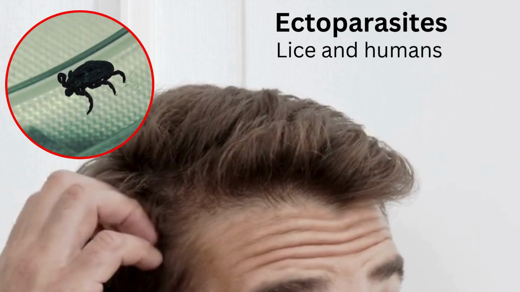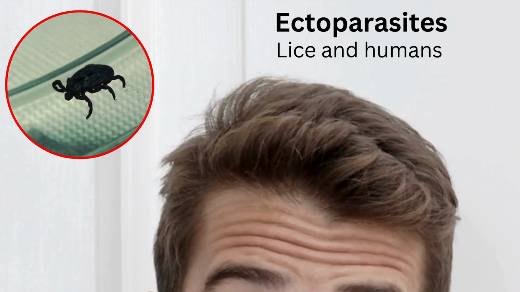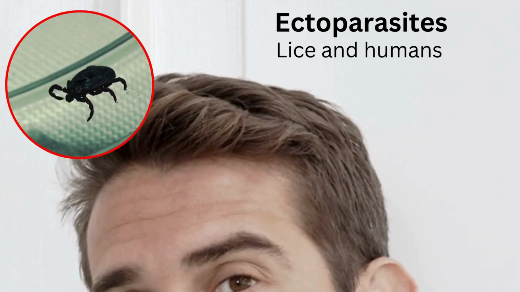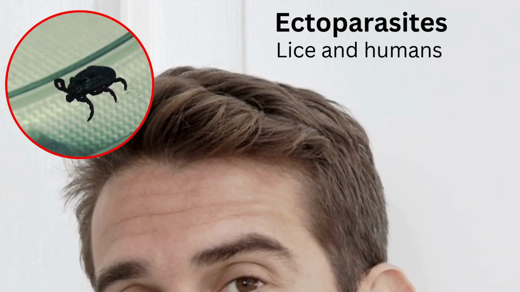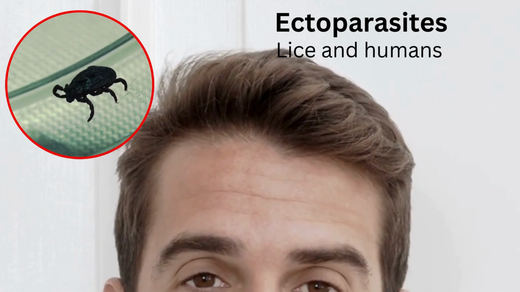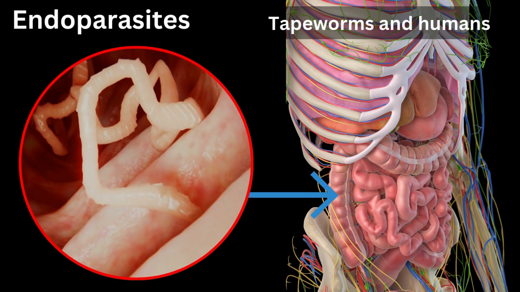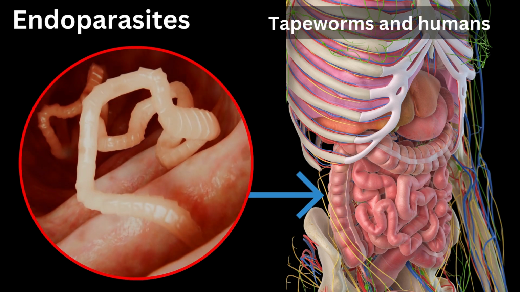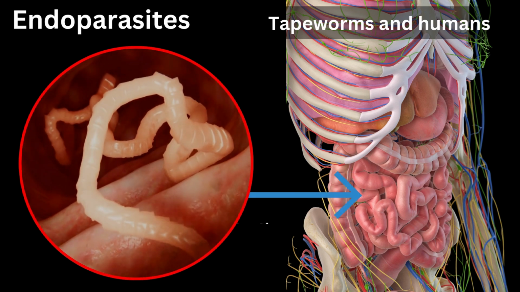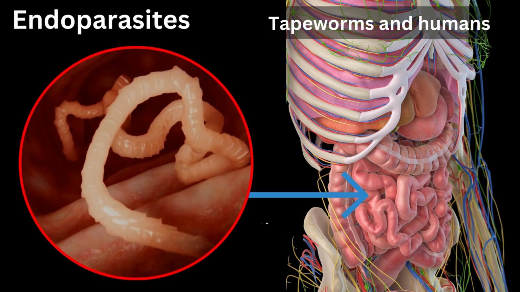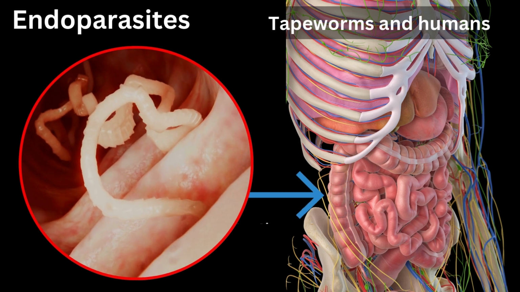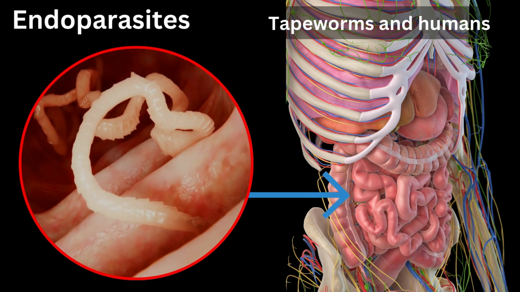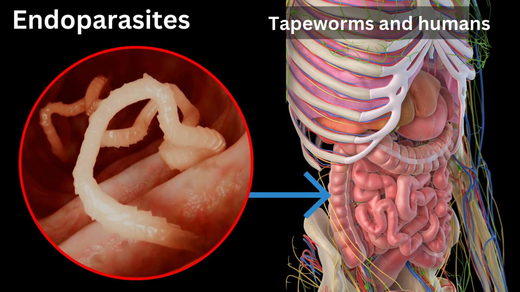Lice live on the skin or hair of mammals and birds, feeding on skin particles or blood. Head lice in humans are a common example of ectoparasitism, causing itching and skin irritation. Endoparasites live inside the host's body, often within organs, tissues, or the bloodstream. Tapeworms live in the intestines of their hosts, such as humans, dogs, or fish, absorbing nutrients from the host's digested food. Hosts can suffer from malnutrition, digestive issues, and weight loss.